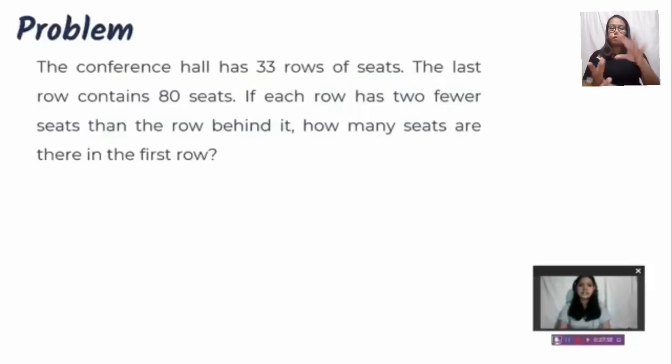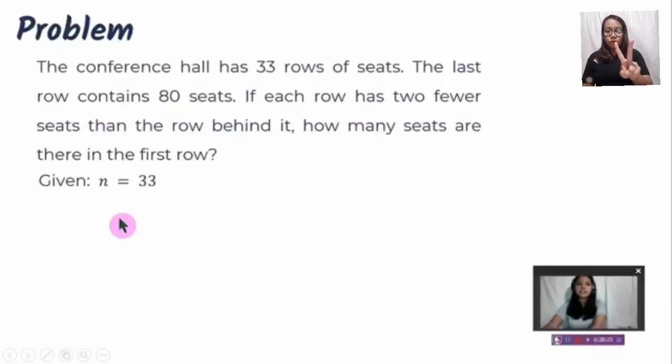Now first, let us identify the given. What do you think would be the value of n? Our n here is the number of rows. So, how many rows are there? 33. So, our n is equal to 33. While for the d, the keyword is two fewer seats than the row behind it. So, our d is equal to 2. While our last term or last row is 80. So, that is a sub 33 is equal to 80.